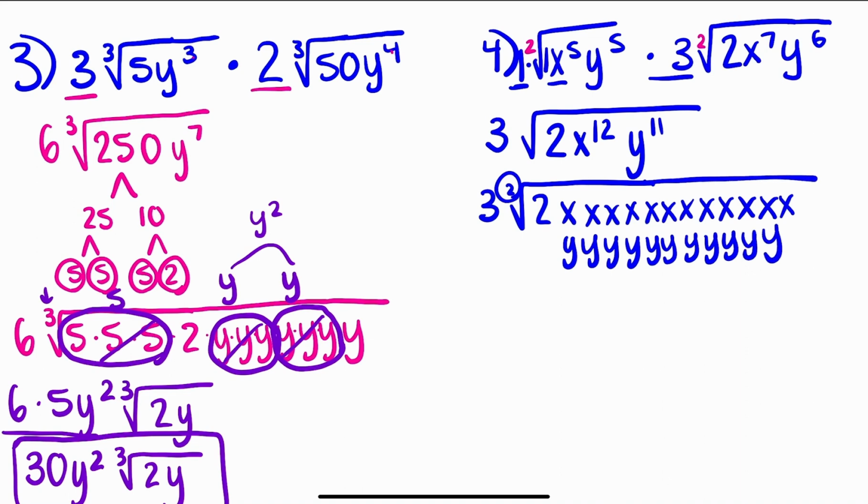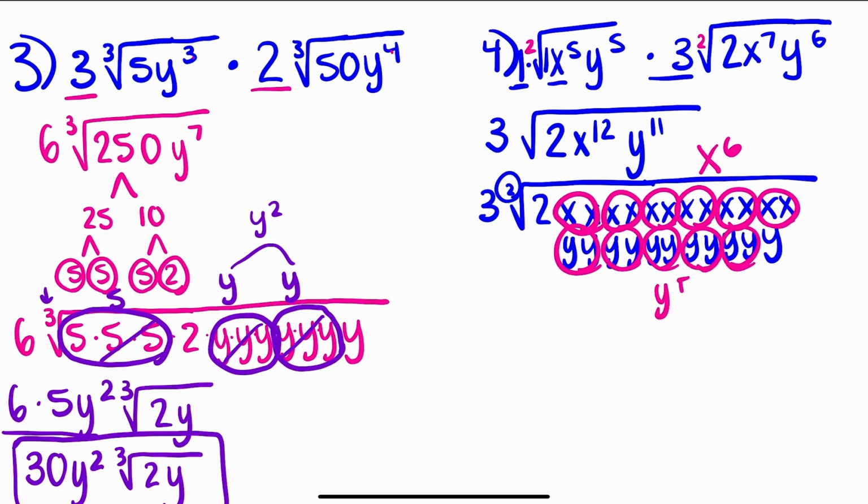Oof. So let's take out pairs. 1, 2, 3, 4, 5, 6. So see how you can eventually just do that in your head? 1, 2, 3, 4, 5. Just like this, you can think, oh, there's 5 pairs of y's and 1 left over out of 11. If you can't think that way, just write it out, that's fine.